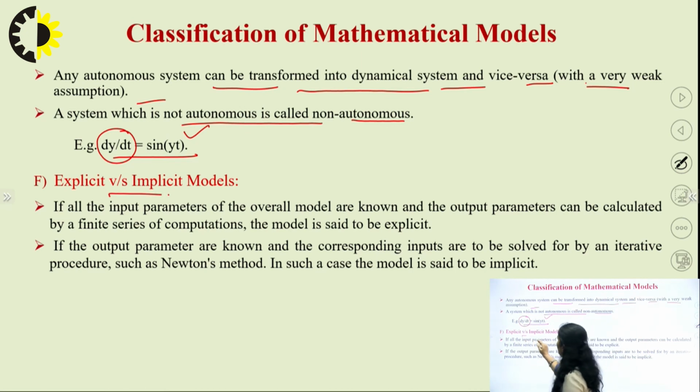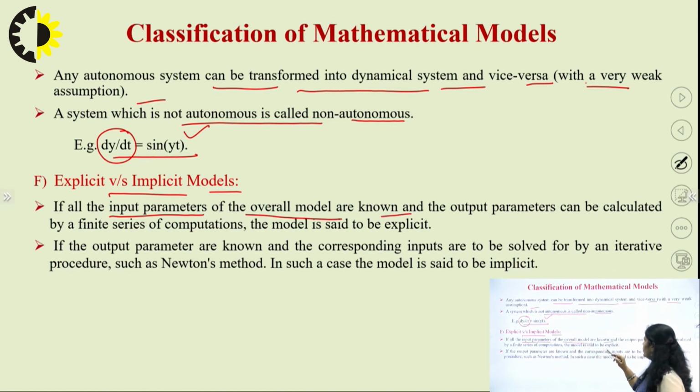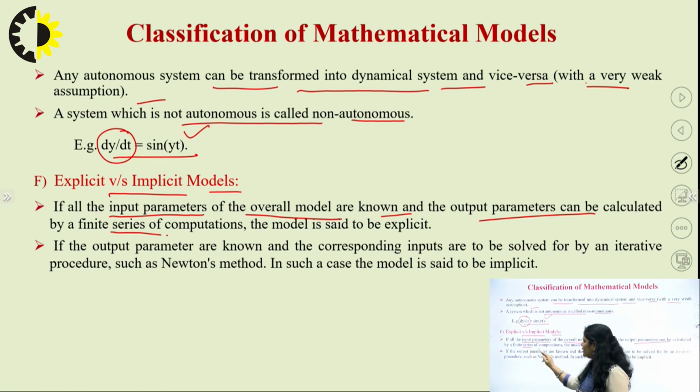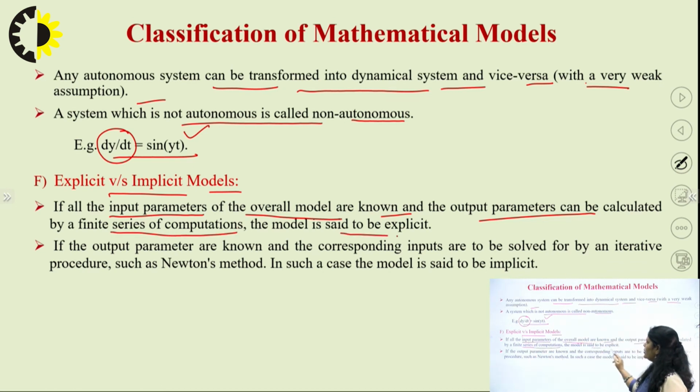Now, we come to the explicit or implicit models. If all the parameters of the overall model are known and the output parameters can be calculated by a finite series of computations, then the model is said to be explicit in nature. So, here we know the input parameters and we are calculating the output parameters.